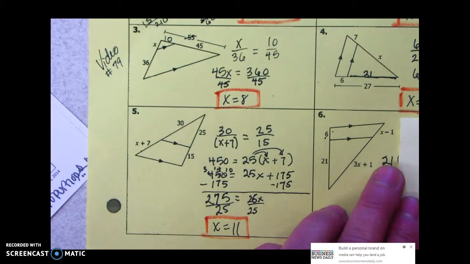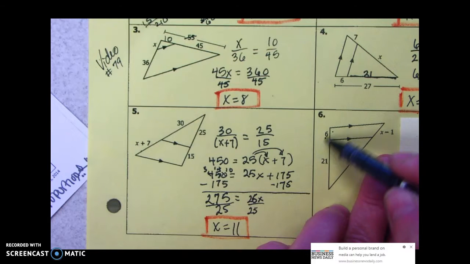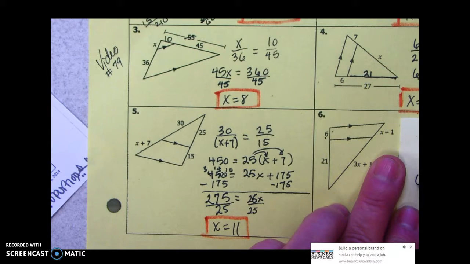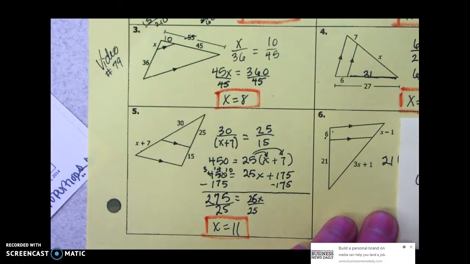So the other way I did it was 6 over 21. This over that equals that over that. X minus 1 over 3x plus 1. So then cross multiply again. And I would have 6 times 3x plus 1 equals 21 times x minus 1. Okay, we're going to compare. We're looking at this portion of it. Is it the same?